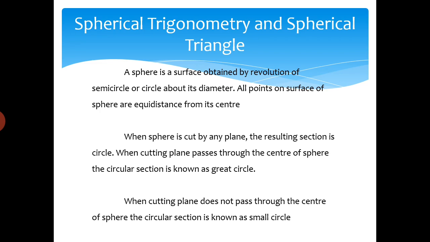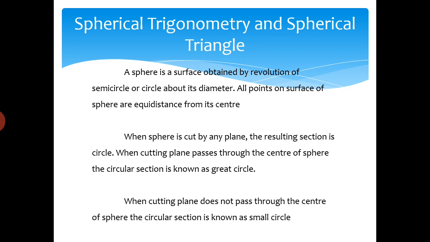A sphere is a surface obtained by revolving a semicircle or circle, right? A simple example of a sphere is a cricket ball, volleyball or a basketball. It is a sphere, right? Suppose we take any point on the surface of the sphere, it is lying at an equal distance from the center.